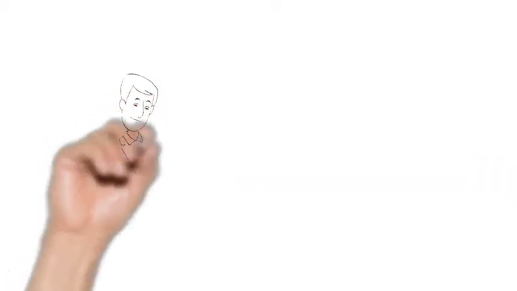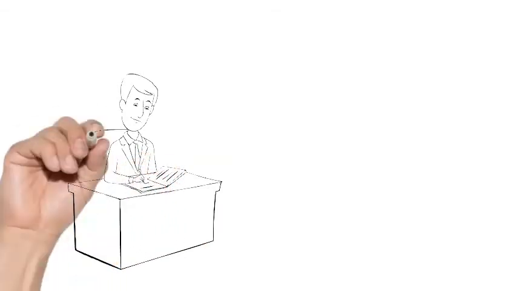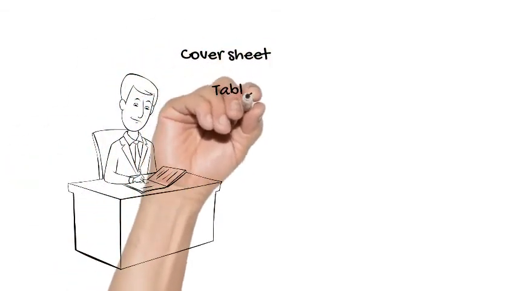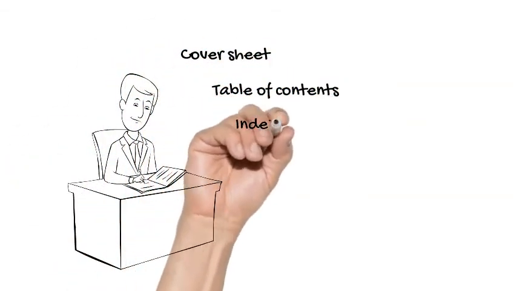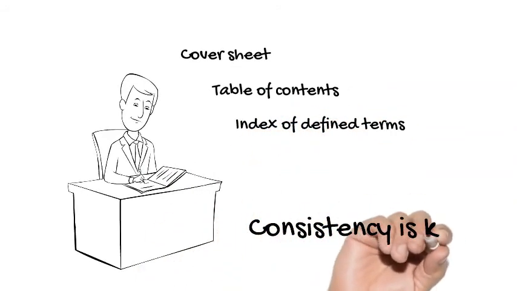Last but not least, contracts that have more than 20 pages on average may also have cover sheets, tables of content, and indexes of defined terms. This is where most translation errors occur in the form of inconsistencies.